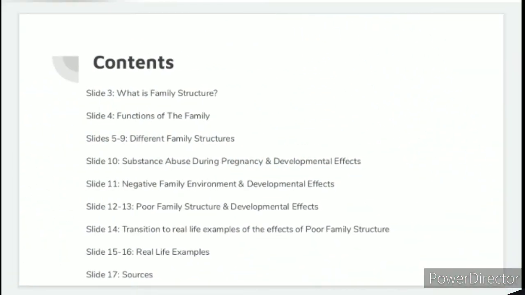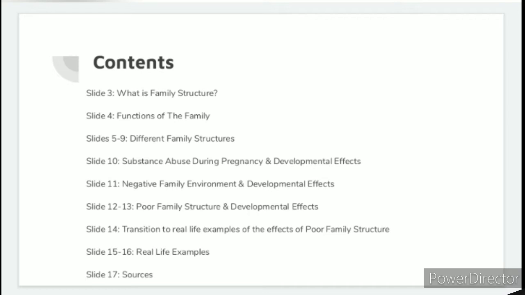Contents. Slide 3 will be what is family structure. Slide 4 will be the functions of the family. Slides 5 through 9 will be the different types of family structures. Slide 10 will be substance abuse during pregnancy and developmental effects. Slide 11 will be negative family environment and developmental effects. Slides 12 and 13 will be poor family structure and developmental effects.